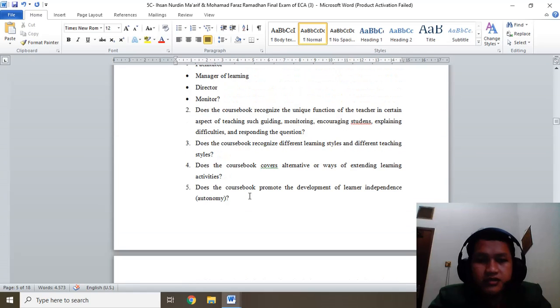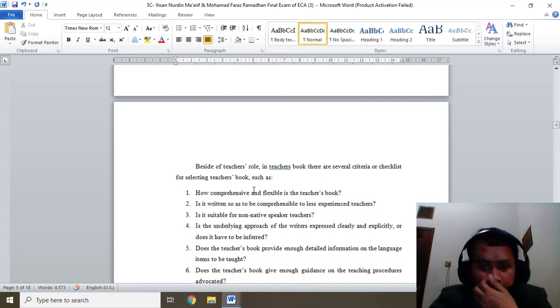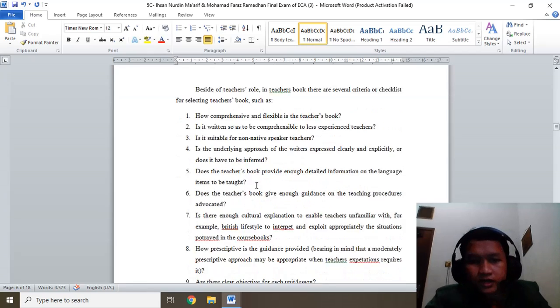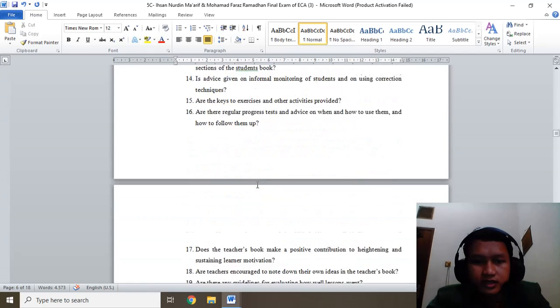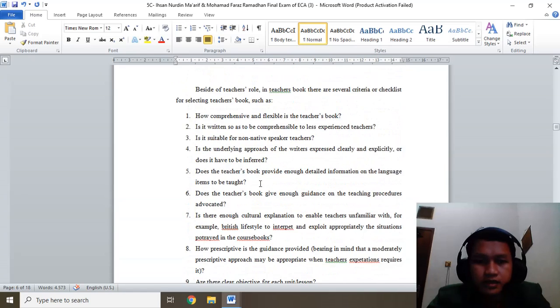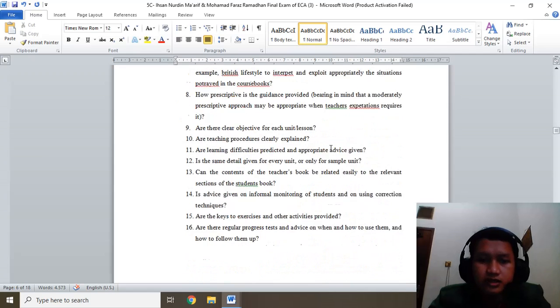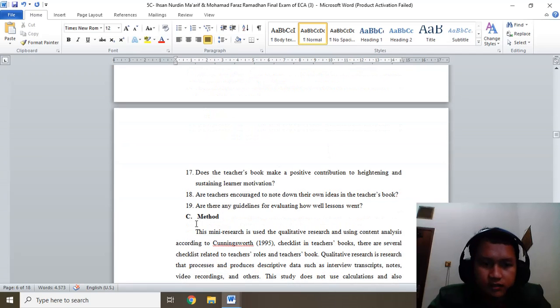And besides the teacher's roles, according to Cunningsworth, there are the teacher's book criteria. There are 19 criteria in this mini research, from how comprehensive and flexible the teacher's book is, until whether there are any guidelines for evaluating how well the lesson went.